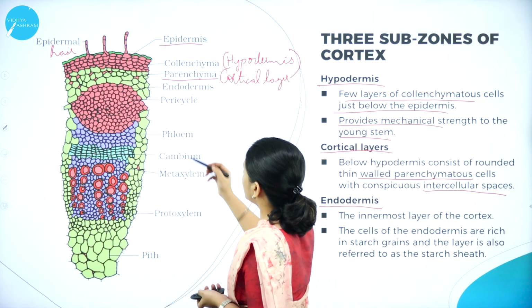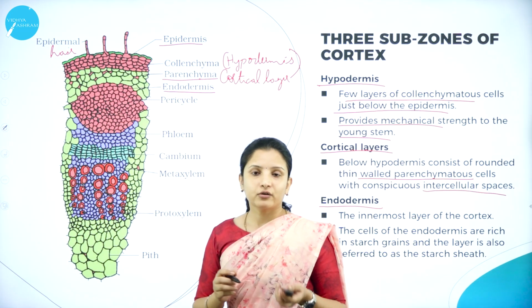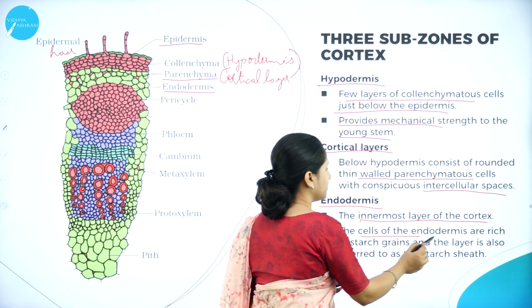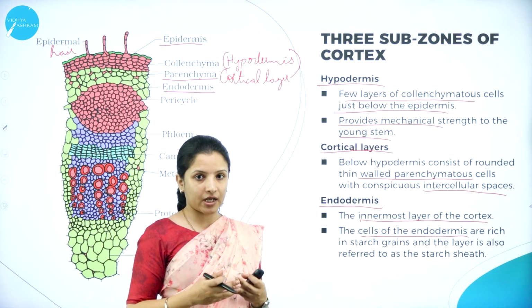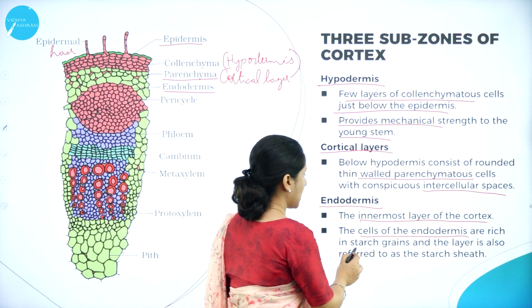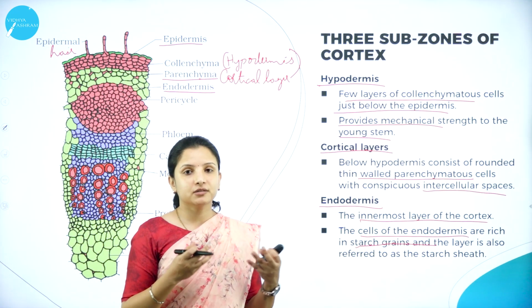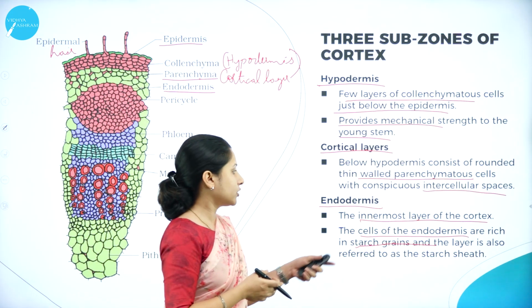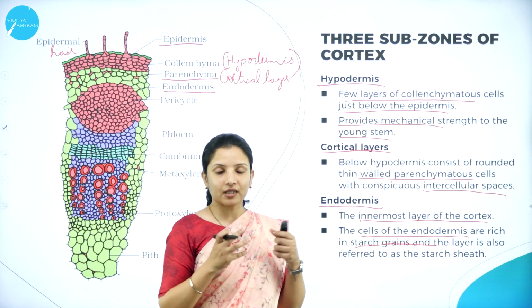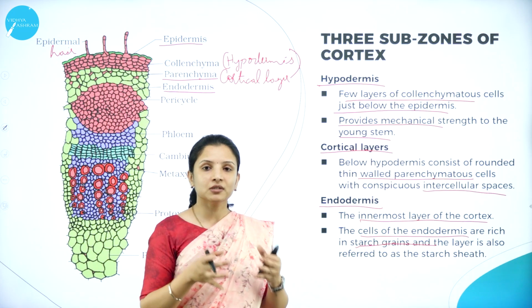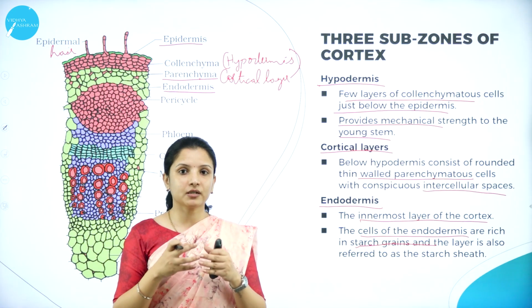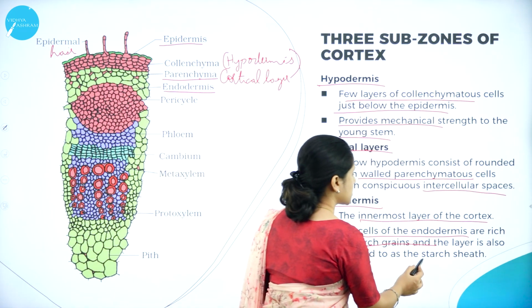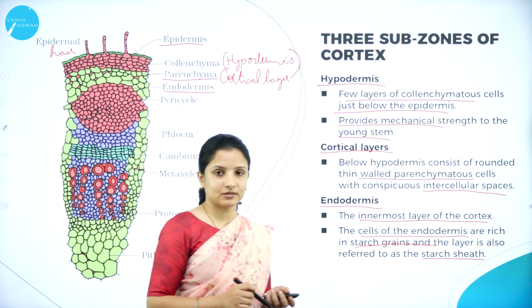Below the cortical layer is the endodermis. The endodermis is the innermost layer of the cortex, and its cells are filled with starch grains. These starch grains serve as a source of food, or nourishment, for the other cells of the plant body. Because the endodermal cells contain an abundant amount of starch grains, the layer is also called the starch sheath.